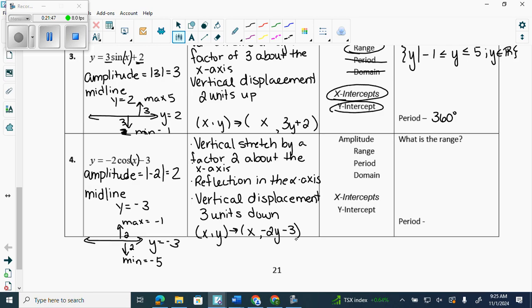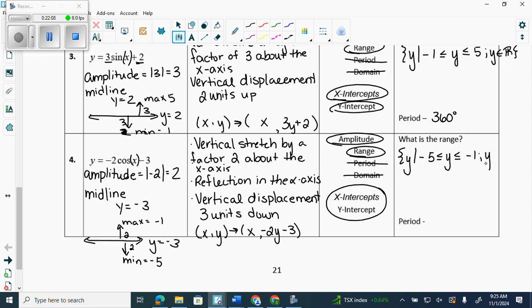Did my amplitude change? Yes. It's 2 now. Did my range change? Yes. It's from -5 to -1. Did the period change? Domain? These two? No. My range is going to be y such that -5 is less than or equal to y, less than or equal to -1. Y is now in the reals. What's the period in radians? 2 pi, no stretch.